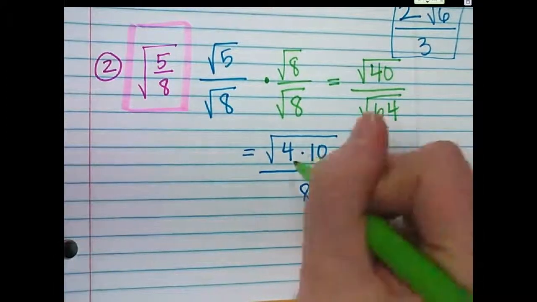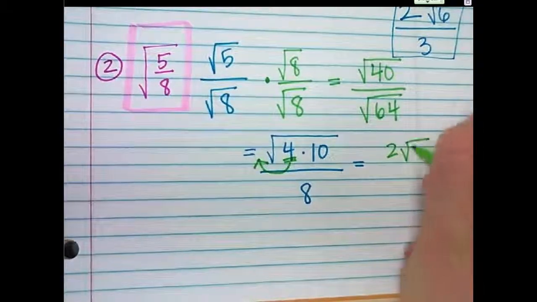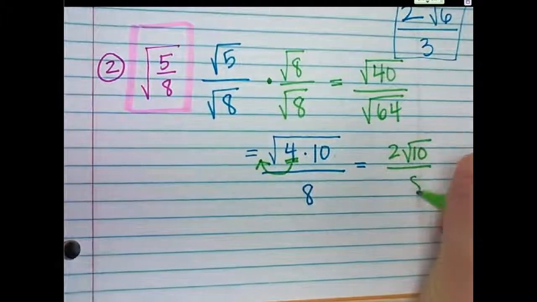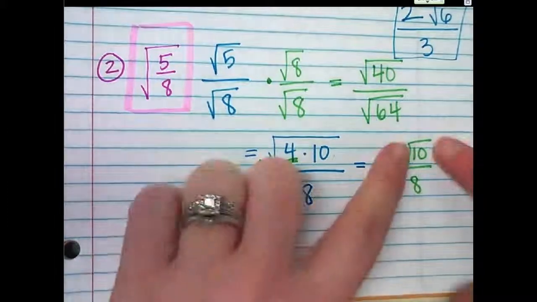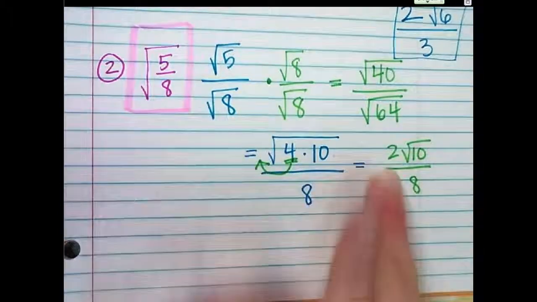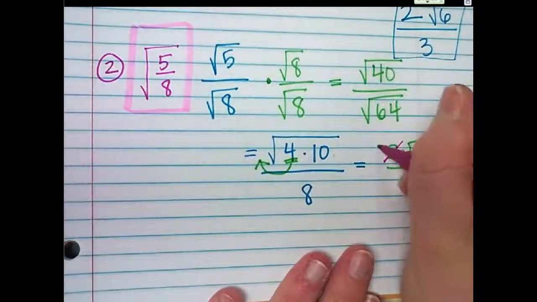And it becomes 2 square root of 10. Yeah, so bring out the 2. So 2 square root 10 over 8. You can't simplify the square root with anything, but I can reduce this to what? Yeah, 1 over 4. So this 2 goes into 2 once.